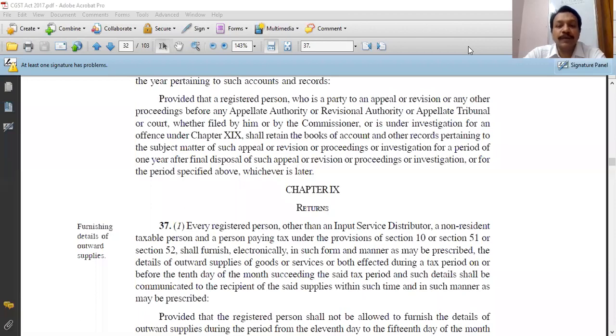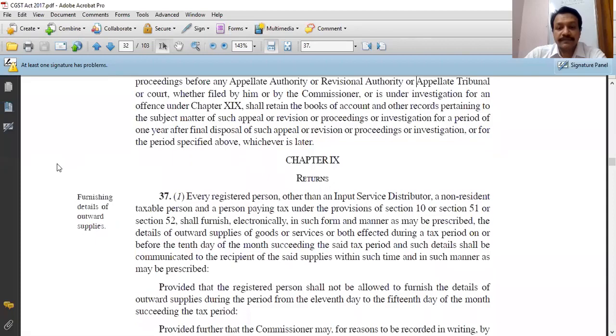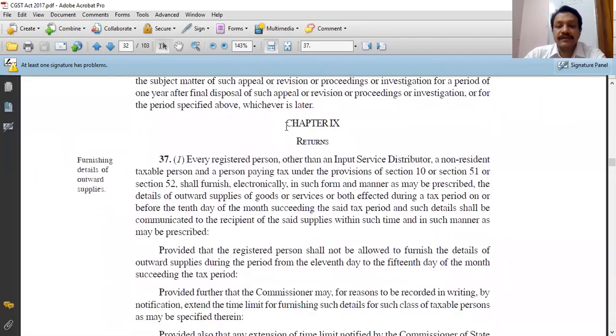So we are discussing the topic returns. And before discussing the topic returns, GST returns, let me share this screen with you. This screen is basically the CGST Act, and the chapter is 9, returns. This is my CGST Act. Chapter 9 deals with returns.